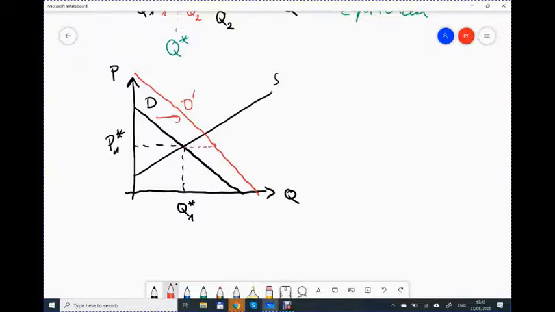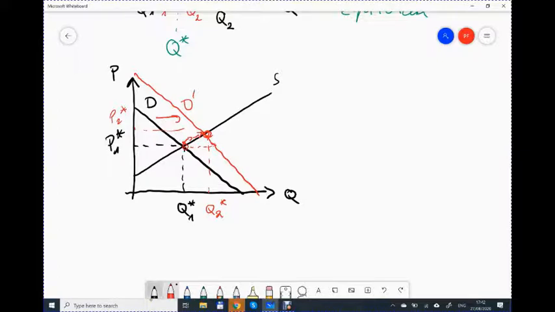What's going to happen here? Slowly, starting from the previous equilibrium, the market is going to converge toward the new equilibrium, which we are going to call Q2 star and P2 star. So a positive demand shock resulted in an increase of prices and the quantity traded in the market.